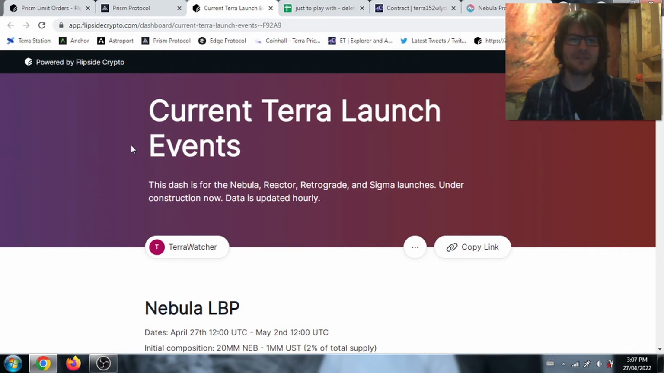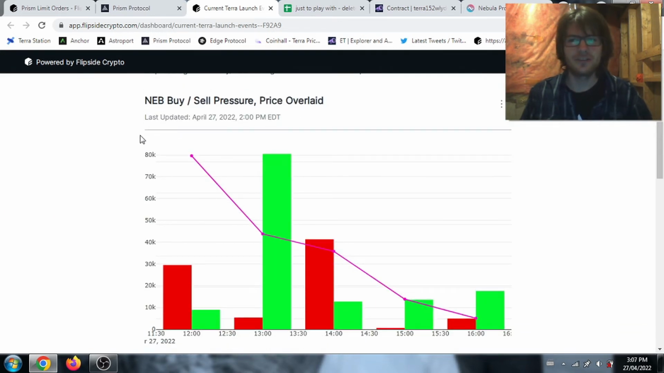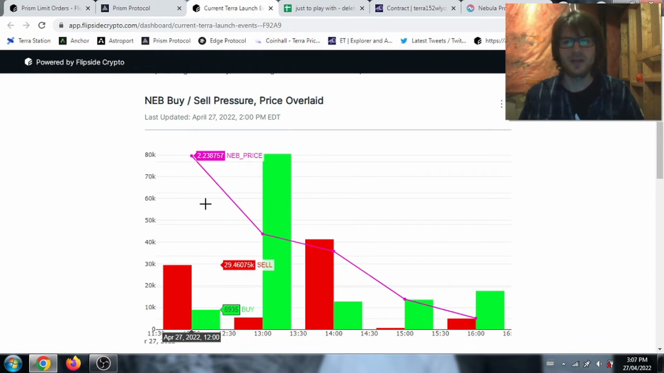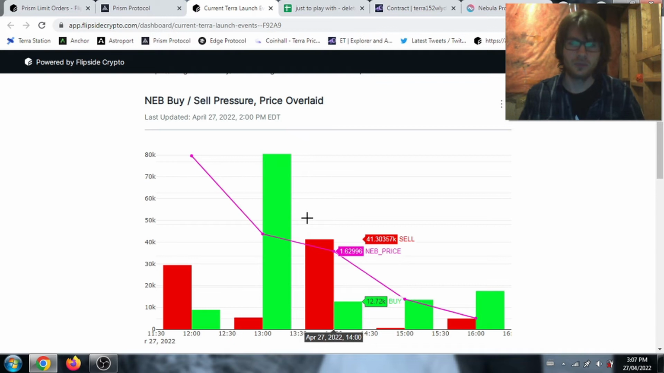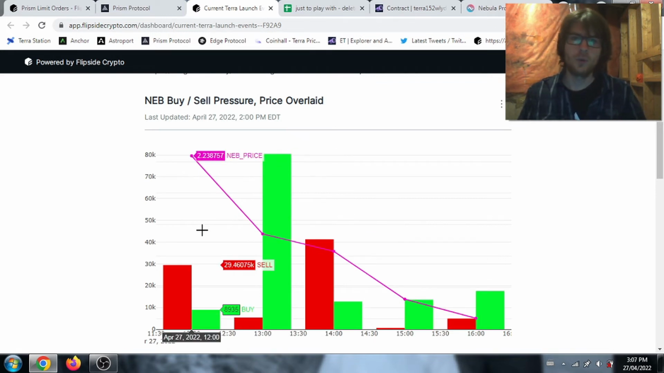my recent intense interest, Nebula protocol. I have been very underwhelmed with the Nebula protocol LBP thus far. At this point, when I'm recording, it's been running for 7 hours, and you can look at this. Look at the buy pressure, the sell pressure. It's been really low. For comparison, in the first 1 hour of the Whale LBP, there was 700,000 UST worth of buy pressure. That's a lot, almost 1 million.